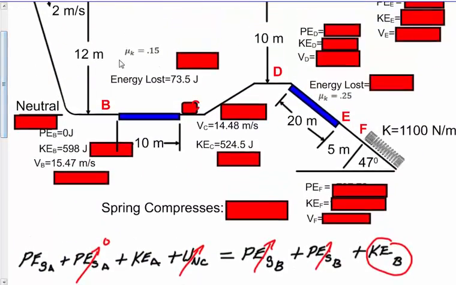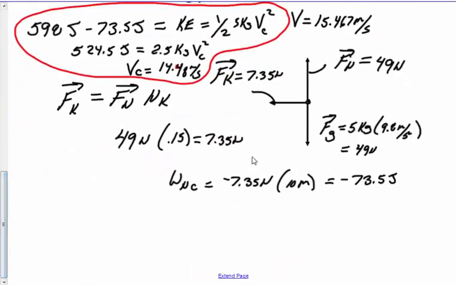All right. So now we work our way up to D. As I move from here up to D, I'm going to be gaining gravitational potential energy. If I'm gaining gravitational potential energy, I'm going to lose kinetic energy because there's no work done by any non-conservative forces as they move from C to D. So we'll come down here. We'll say I have 524 joules. That's how much energy I have. So my kinetic energy at C is 524.5 joules.